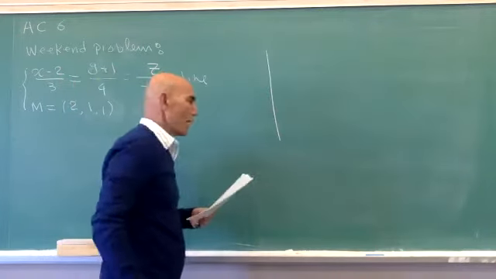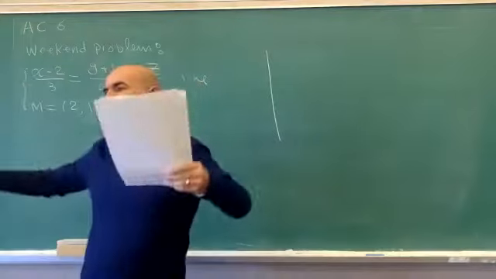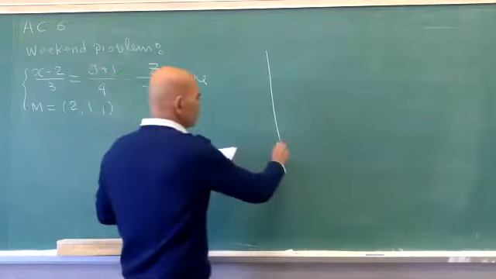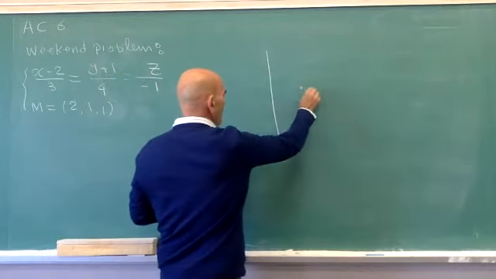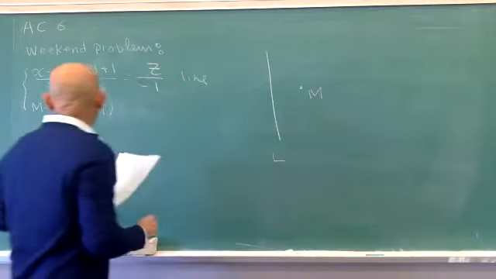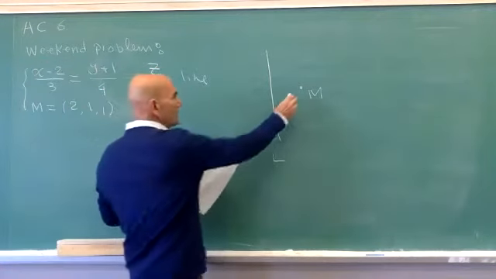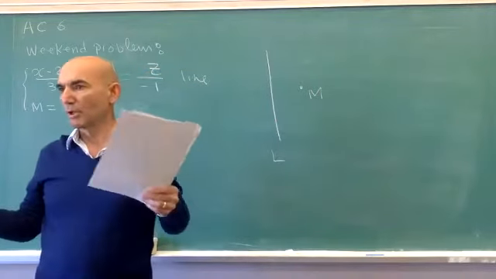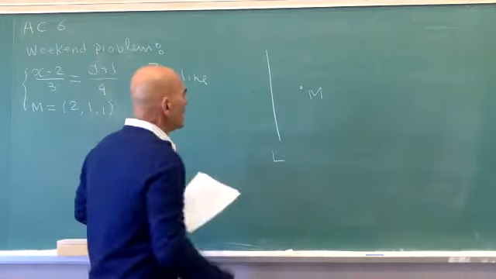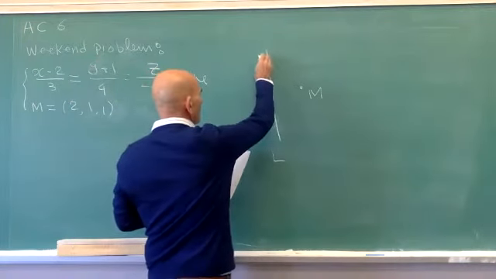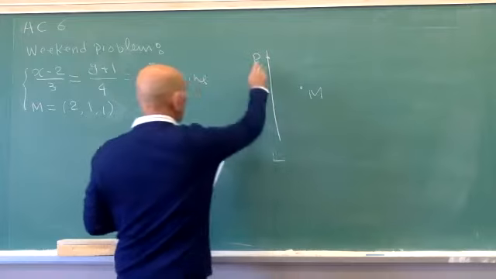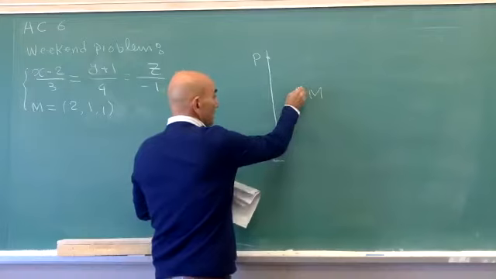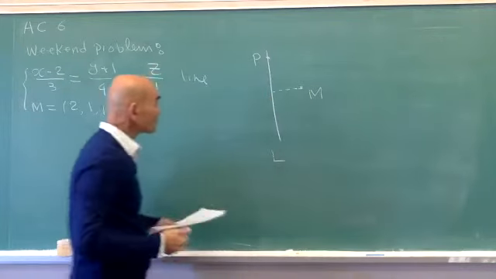I'm not drawing this line vis-a-vis the coordinate axes, I'm just drawing a line, the usual, just a line. And there's a point M outside. The first part was to find the distance from M to this line. Obviously, we have to use that formula that I gave you and proved to you, but then we have to choose a point P to find the distance.